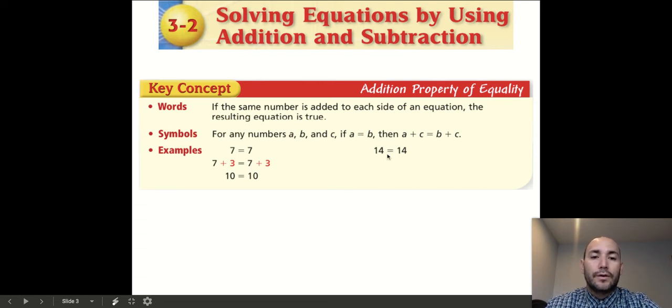And illustrating the same thing here, I have 14 equals 14. Again, pretty hard to argue that. And if I were to add -6, as long as I did it to both the left side and the right side, it should maintain its property of equality. So 14 plus -6 is going to give me 8. And so I know that 8 equals 8, right? The left side of the equation has 8. The right side still has 8. So therefore, the equation is still equal. The property of equality maintains that it's true.